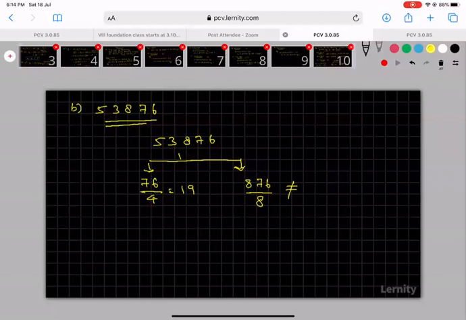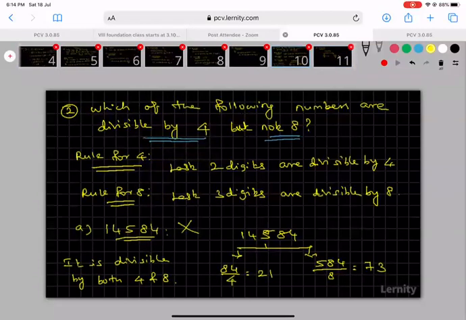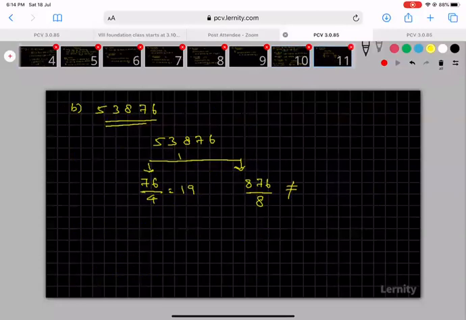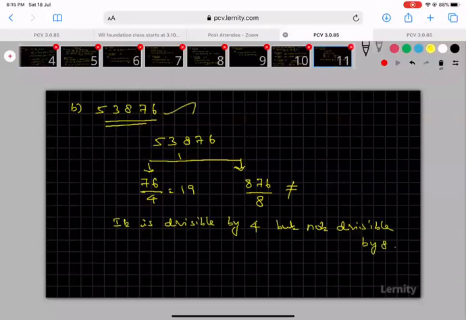So my question is, they are asking divisible by 4 but not divisible by 8. Here you see it is divisible by 4 but not divisible by 8. So this is correct. Okay, so I will move to the next slide.